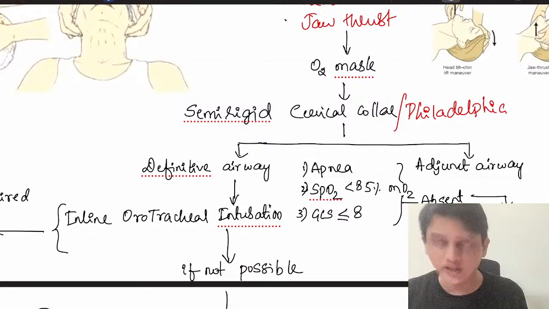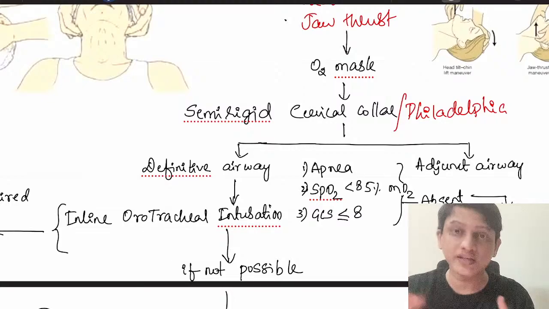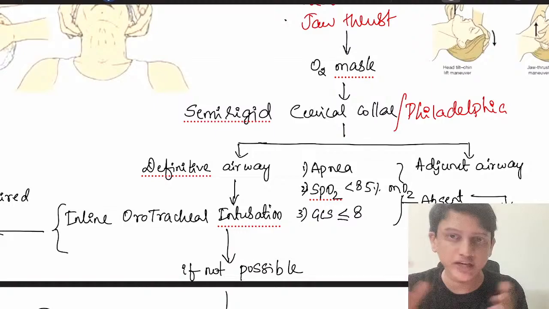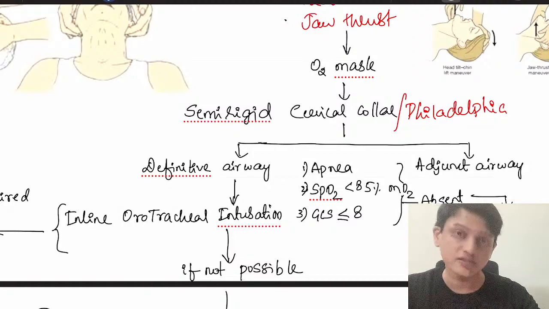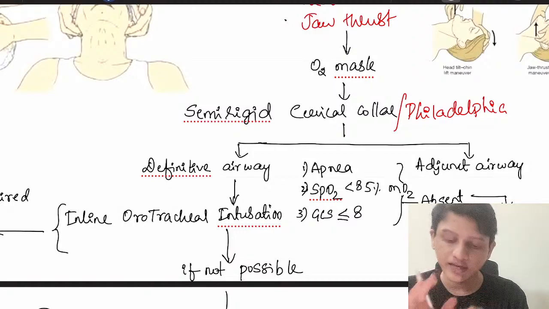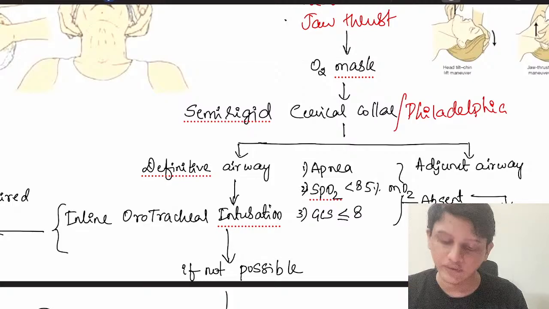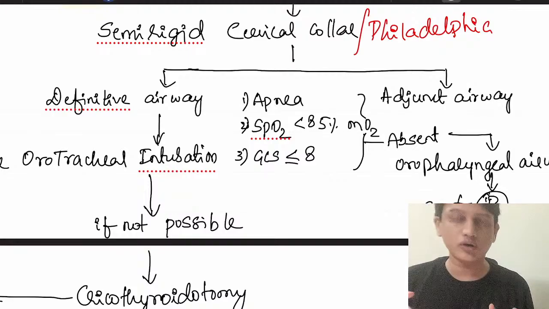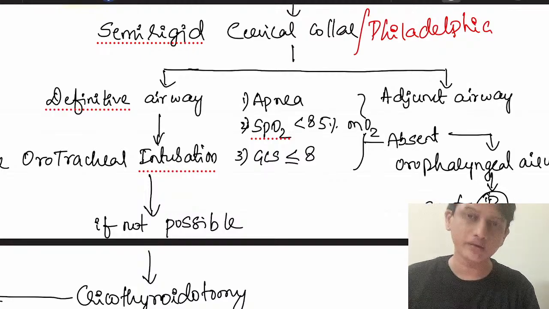If these features are not there, he's not having any cessation of breathing, or the saturation is maintained with just oxygen at more than 85%, and the GCS is higher, in that scenario you can do an adjunct airway in the form of an oropharyngeal airway. Now the airway has no problem, so you can go to B, breathing.